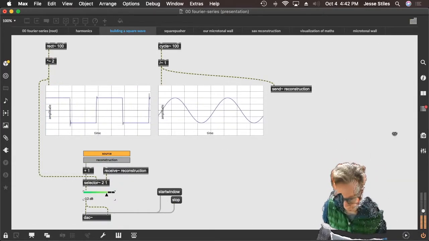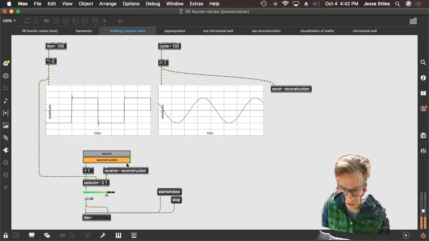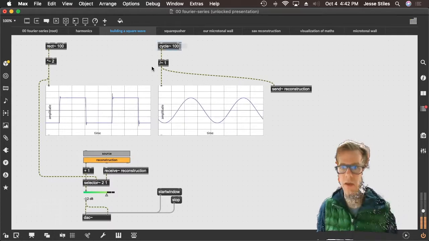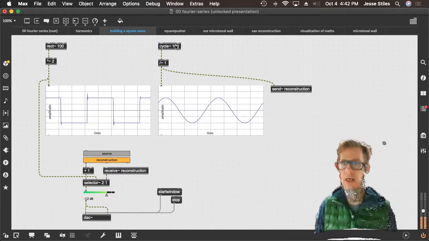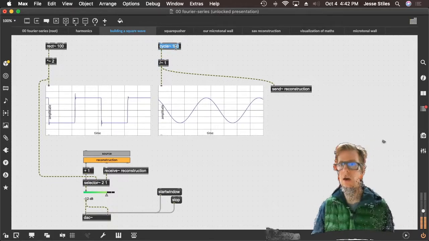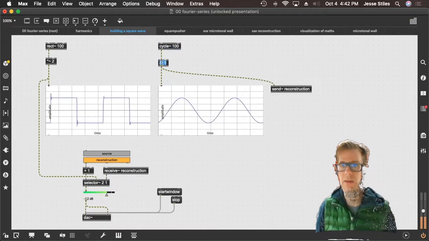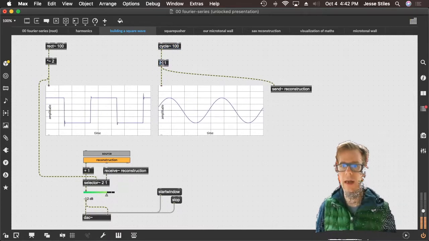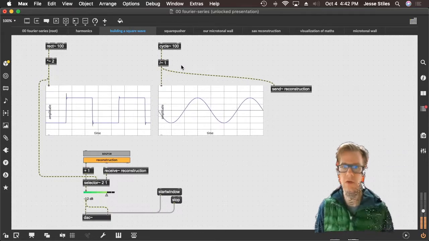We've got this bright, buzzy sound. And this switch here is going to switch to this. This is going to be our reconstruction made out of sine waves. So cycle~ is our sine wave generator, and I'm attenuating this by doing some division at audio rate. I'm dividing by 1, which gives us, of course, the same values.